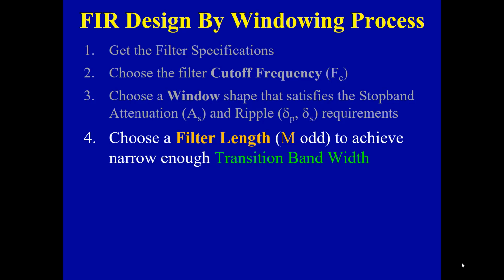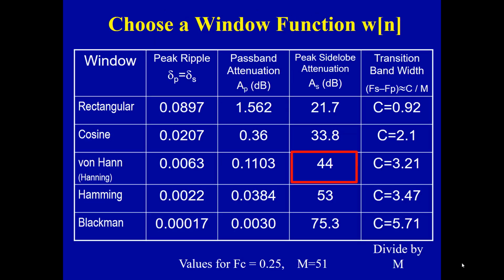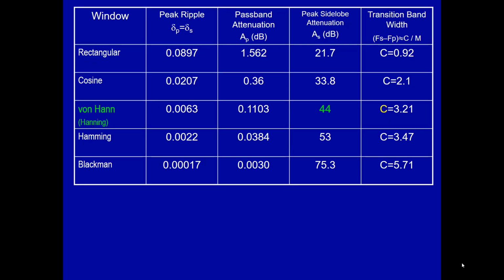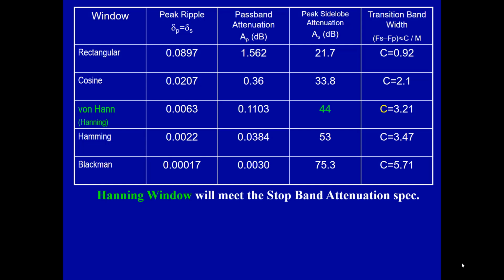Now that we've chosen our window function to achieve the attenuations we need, we need to adjust the filter length, the filter order, in order to achieve the transition width we need. That's what we had chosen before. We had computed the transition width, the difference between the passband edge frequency and the stopband edge frequency. For this particular filter, the relationship between the transition width and the filter length is this constant C that has a value of 3.21, and we use that to compute what the length M is that we need to achieve a certain transition width.